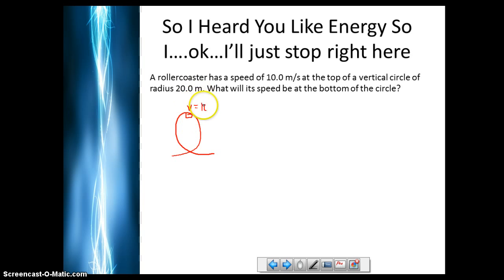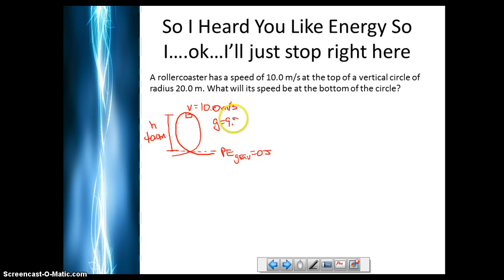So this is V. Actually, you know what? I'm saying that it doesn't really matter what this is. It could be a square for all that matters. And so now I'm going to make my potential energy reference not at the ground, but at the bottom of this loop here. Okay. So that's going to be my 0 reference point for potential energy, because now I know that with a radius of 20 meters, the height above will be 40 meters. So this is going to be my h.